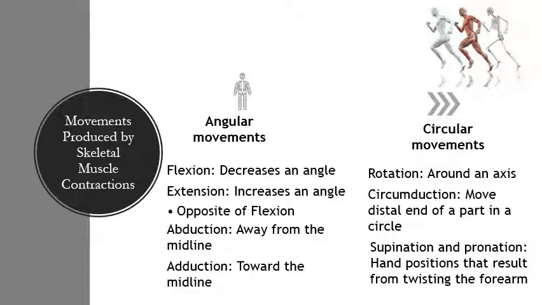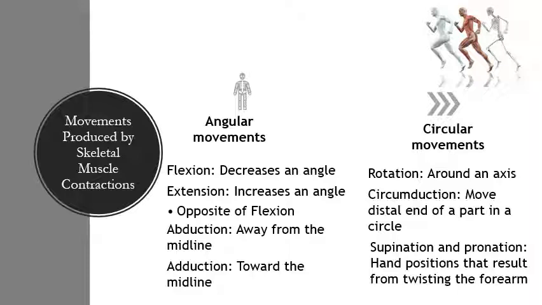Flexion decreases the angle. Extension increases the angle, and it is the opposite of flexion. Abduction moves something away from the midline of the body. Adduction adds it to the body, and it moves towards the middle.